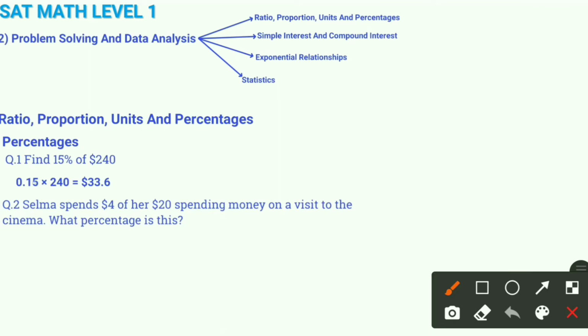Okay, question 2. Okay, I made a mistake. It's not 30.6, it's actually $36. So the answer would be $36.